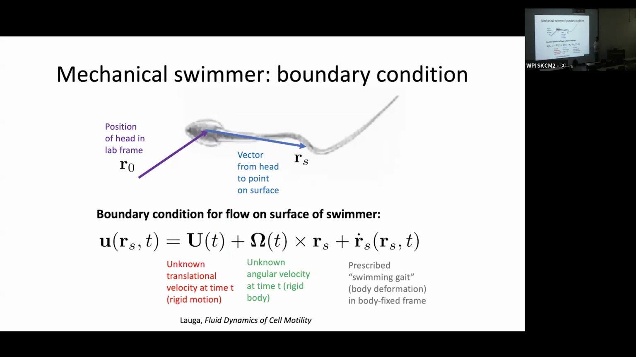Okay, here's the boundary condition for this mechanical swimmer. We have unknown translational velocity, unknown rotational velocity. So I like to think of this as the translational and rotational velocity of the head. And then in the frame of the head, co-moving with the head, we have deformation of the flagellum, which is prescribed. You expect it to be periodic in time. It's some prescribed deformation of the flagellum, or motion of the flagellum relative to the head. Right? So this stuff is going to give us the drag force, and this stuff is going to give us the thrust.